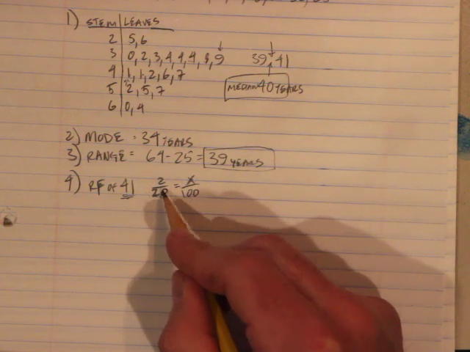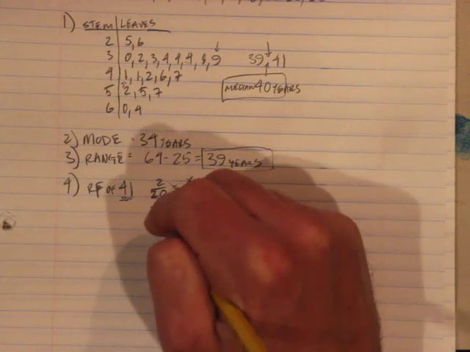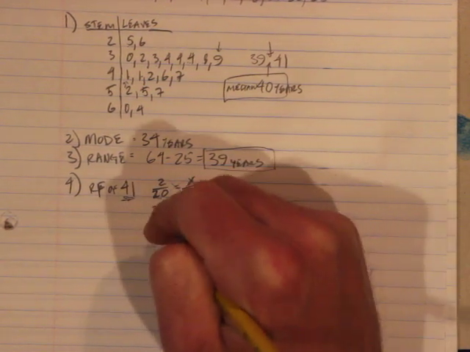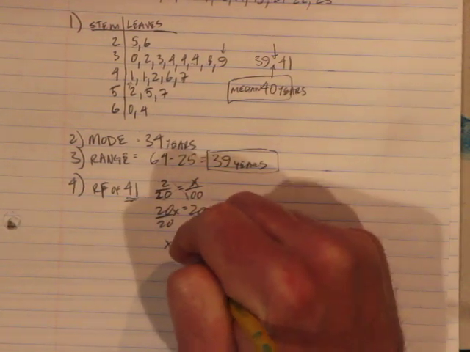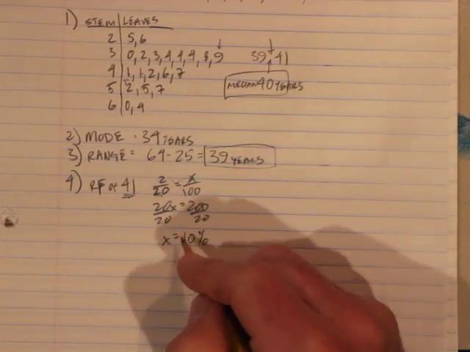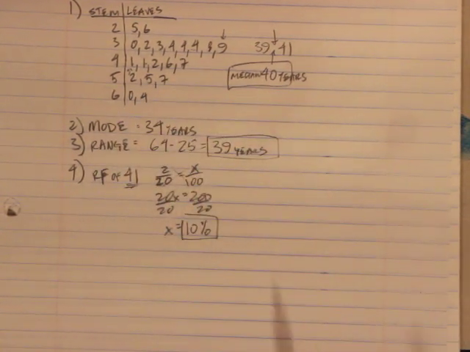So 2 divided by 20 equals x over 100. Let's just cross multiply here. 20x equals 200. Divide both sides by 20. x equals 10%. So the relative frequency of 41 in this data set is 10%.